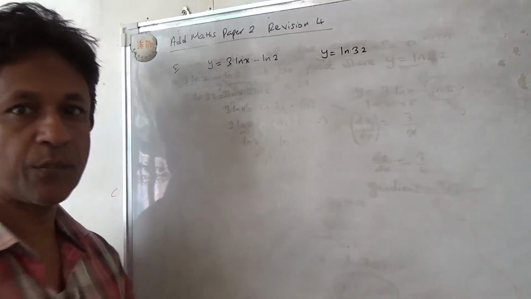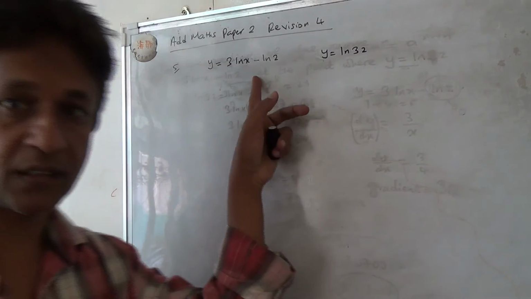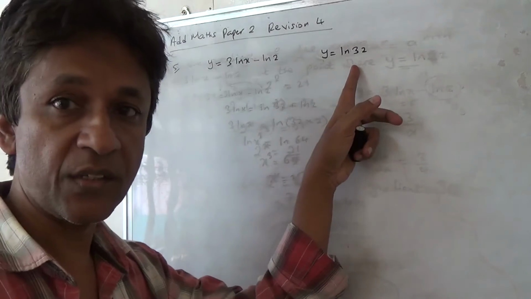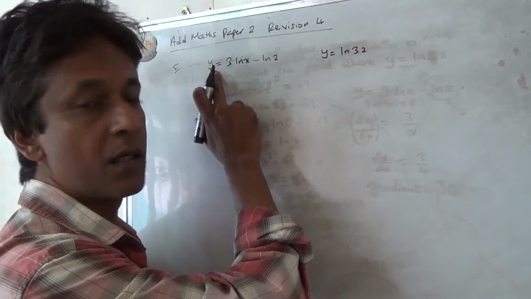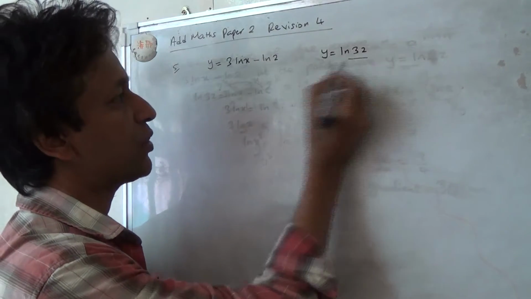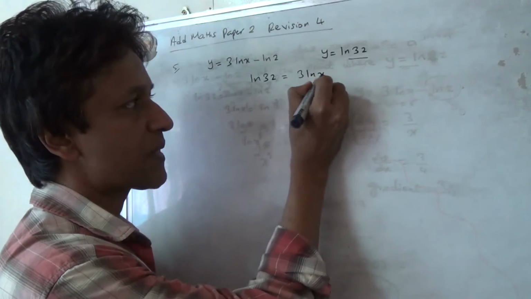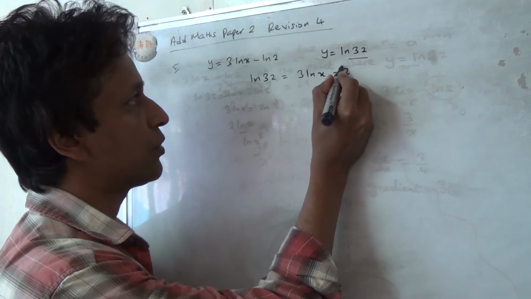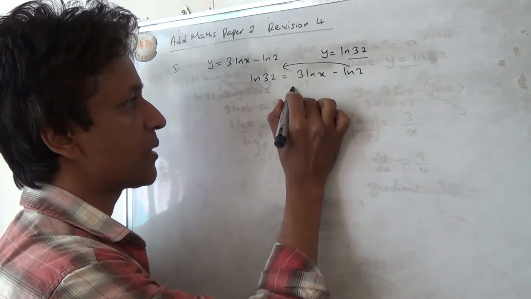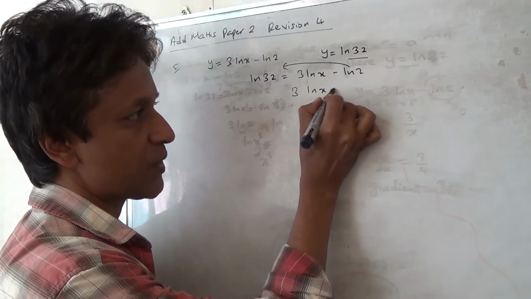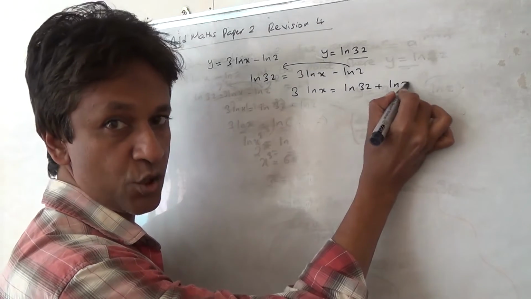So how are we going to proceed to find the gradient of this curve at the tangent where y is equal to ln 32? So it's just a question of taking ln 32 and replacing it here. We've got y here, so that's ln 32. So we're going to say ln 32 is equal to 3 ln x minus ln 2. Now you just do your algebra. So you're going to send this on the other side. It's going to become 3 ln x is equal to ln 32 plus ln 2.